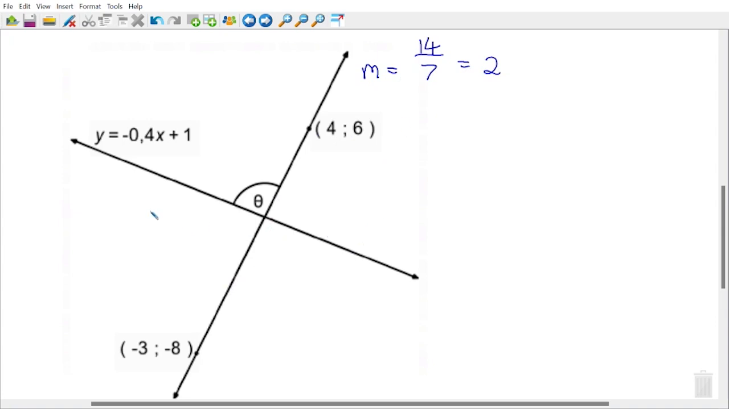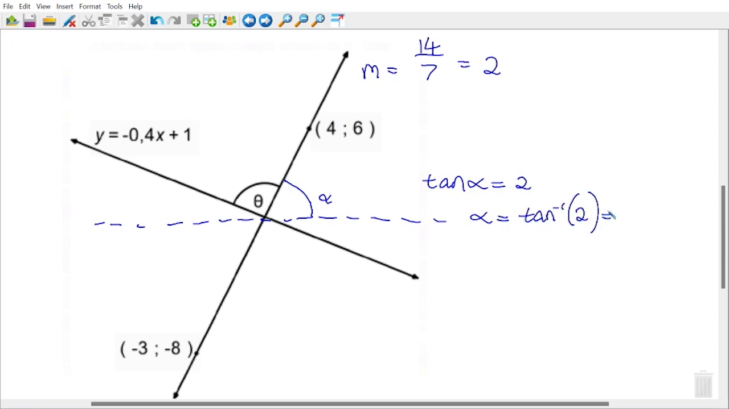gradient of that line. Now whenever I'm dealing with angles of inclination, I like to actually put a horizontal line into the diagram somewhere. All right, and so there we have it. Now this angle over here, I'm going to call alpha. Okay, and the tan of alpha is equal to the gradient of the line. So in other words, the tan of alpha is 2. That means that alpha is shift tan of 2, which is 63,4 degrees.